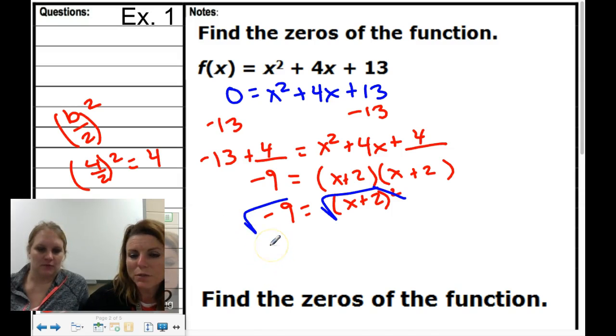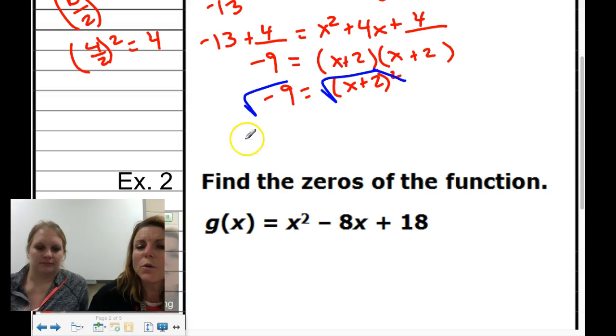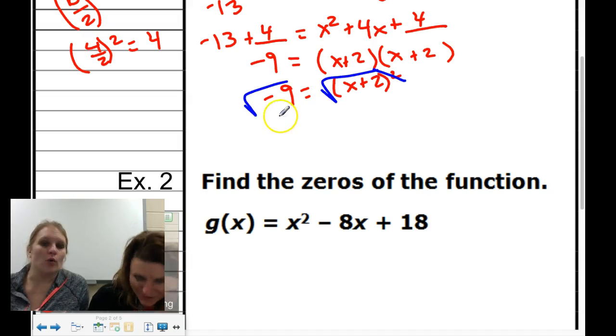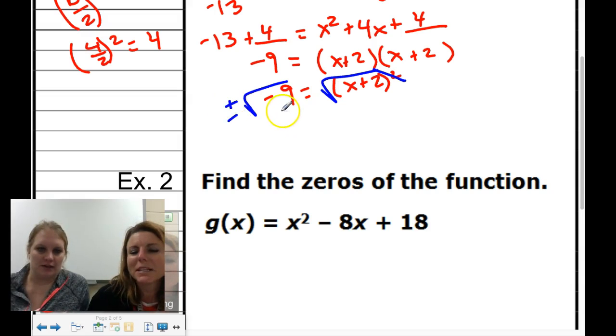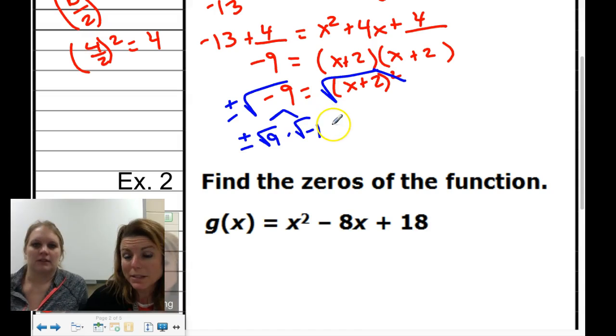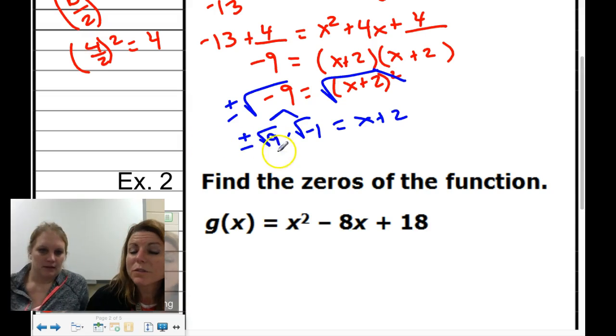I'm going to scroll down for you here a little bit. There we go. So what happens right away, they're going to start jumping to... we can break it up into 2 parts this time. Because it's really going to be the square root of 9 times the square root of negative 1, plus or minus. Sorry about that. I apologize. So we're breaking this up into plus or minus the square root of 9 and the square root of negative 1, equals x plus 2. Now the square root of 9 is 3, so you have plus or minus 3, and the square root of negative 1 just becomes i.